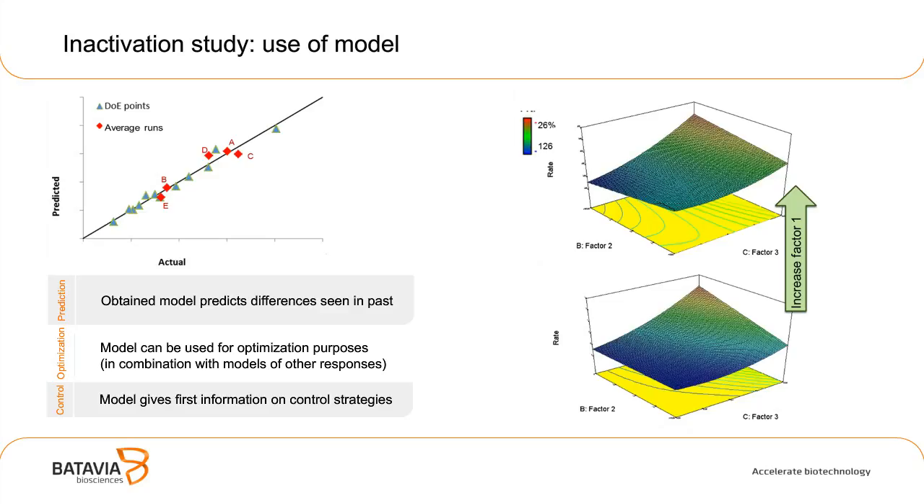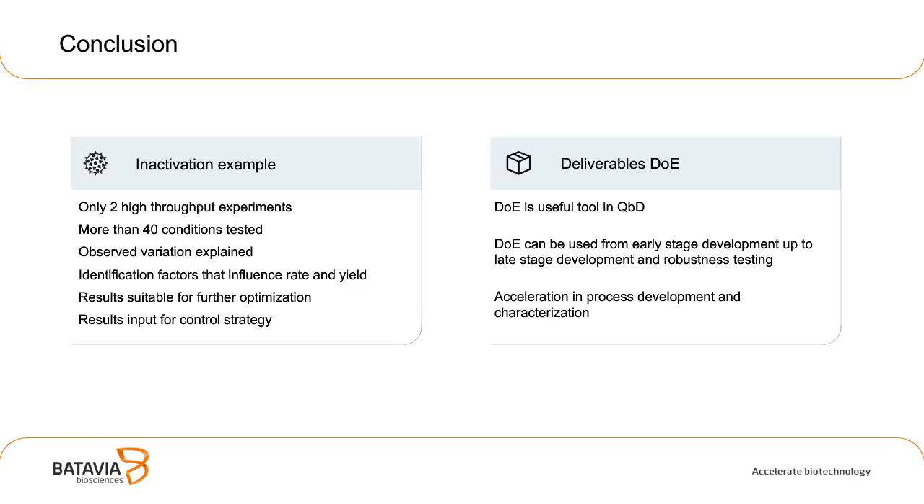So my last slides, just a summary of the presentation. Well, from the inactivation example, I hope I could show you that with only 2 experimental runs, so we did a small screening and after that a composite design experimental run, we tested more than 40 conditions in a very short period of time, and we got a model that explains the variation we had observed before. We identified the factors that influence the rate and the yield, and this is very important for further optimization and defining your control strategy.